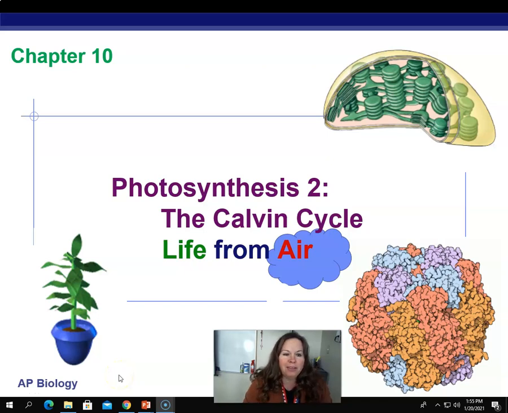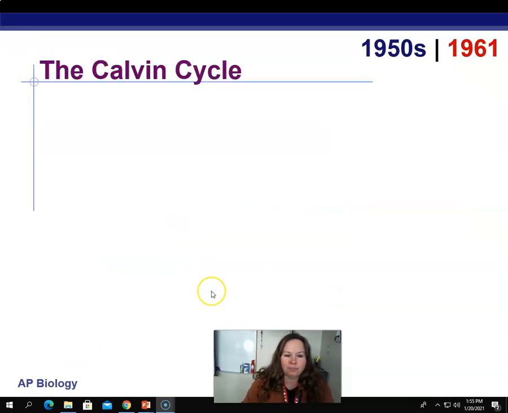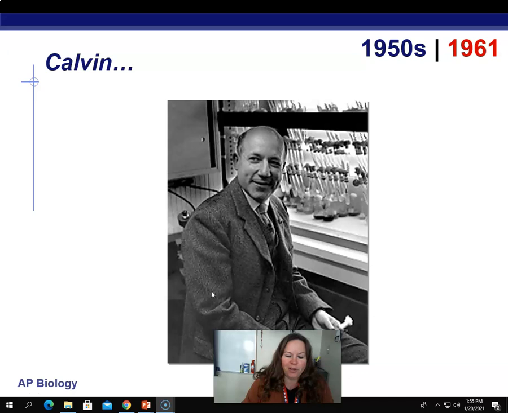Hey everyone, we're going to take a look at the second part of photosynthesis, the Calvin cycle. And if you're wondering, there's Calvin.